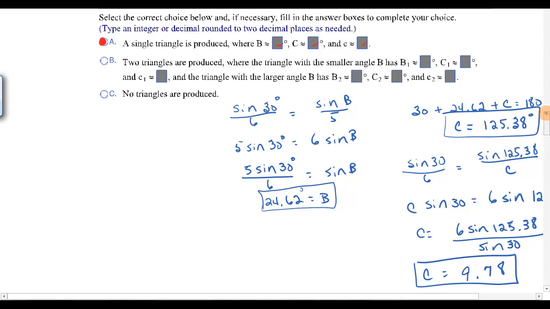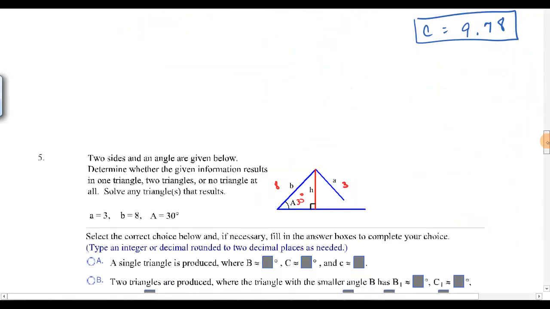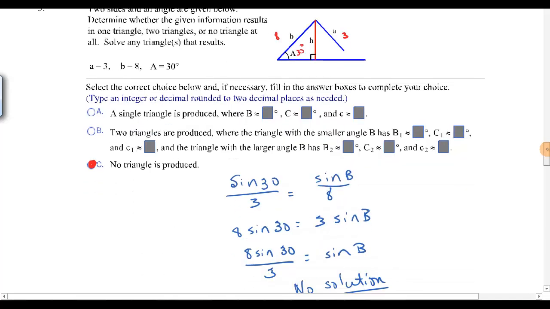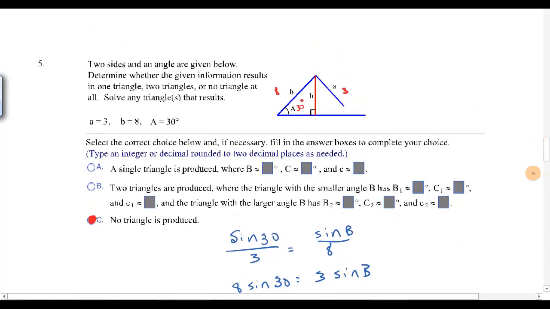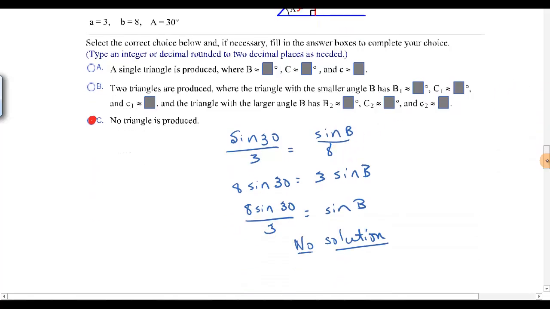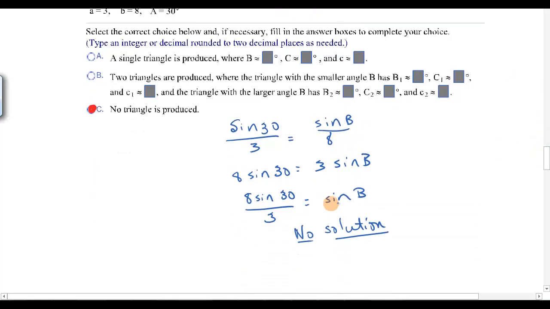But number 5, let's look at 5. We did the same idea. We put in the numbers that we were given. Sine of 30 over 3 is equal to sine B over 8. When you do your cross multiplication, sine B equals 8 sine 30 over 3. And if you do that, you're going to get an error. It'll be a number bigger than 1. And so you know that it's no solution, no triangle is produced.